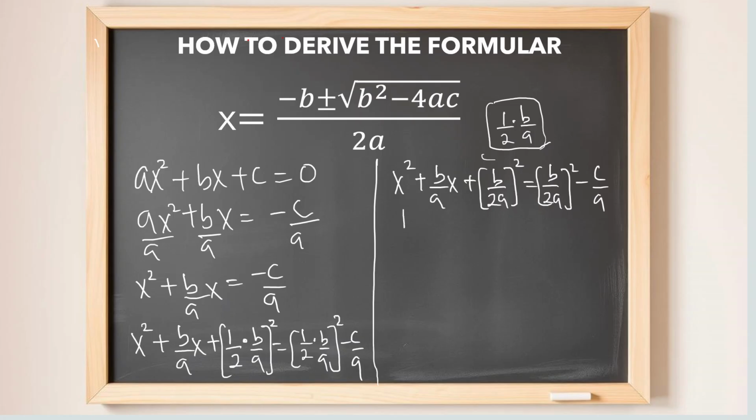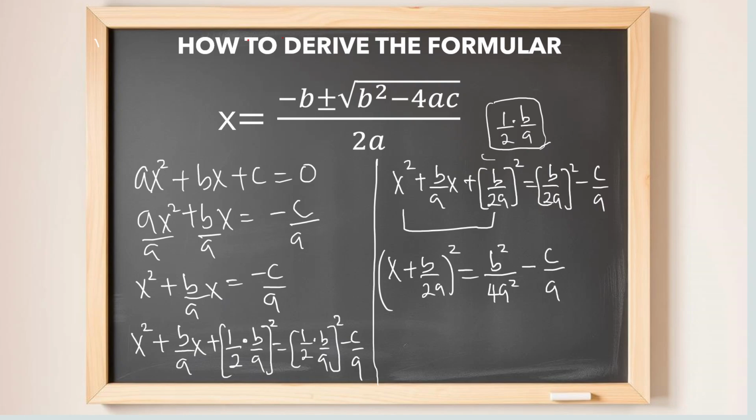Now, simplifying this left-hand side, it can be written as x plus b over 2a all squared. If you try to expand this parenthesis, you are going to have what we have at the top here. So the left-hand side is going to be equal to that, and the right-hand side, I'm going to have b squared over 4a squared minus c over a.